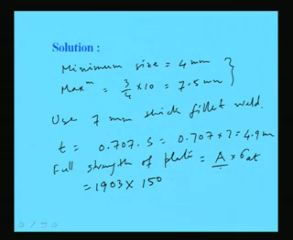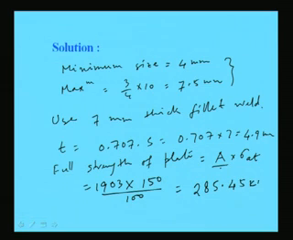So, this will be the force, that means the full strength of the plate. After multiplication of this, it will become 285.45 kilonewton.